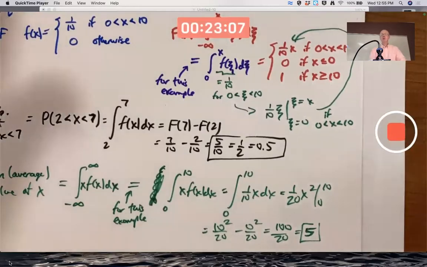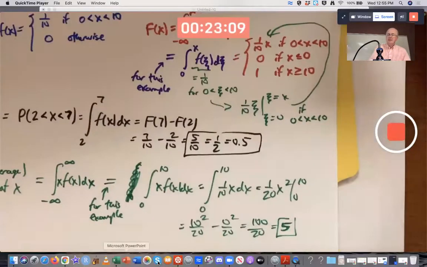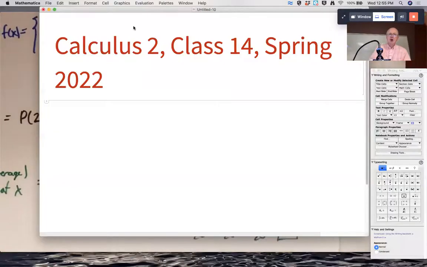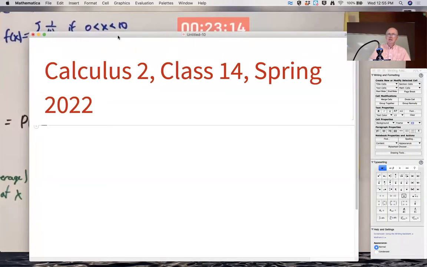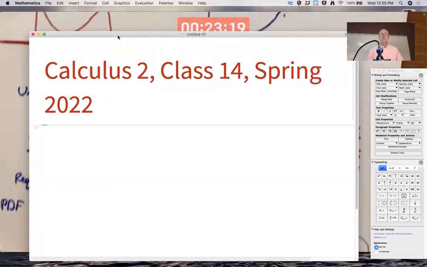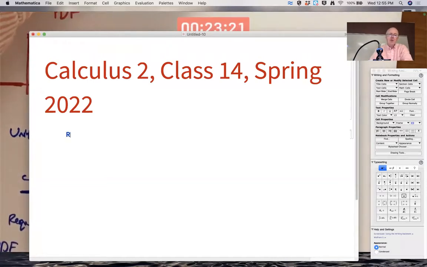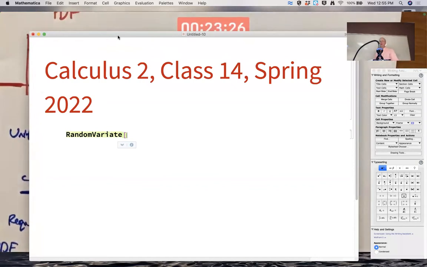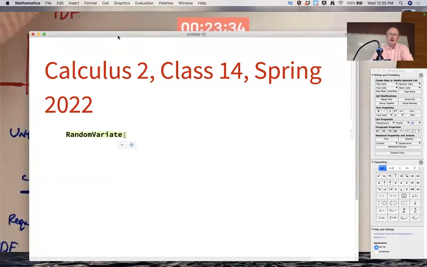I also want to show you how to simulate this in Mathematica. And this is code that you should know how to use for the exam, meaning you need to know the right syntax and know what the code does. If I type RandomVariate with a capital R and a capital V, showed you this before, this generates random numbers, but I can also specify what distribution these random numbers should have. And for this example, it's a uniform distribution.